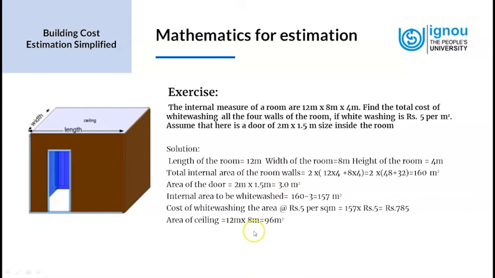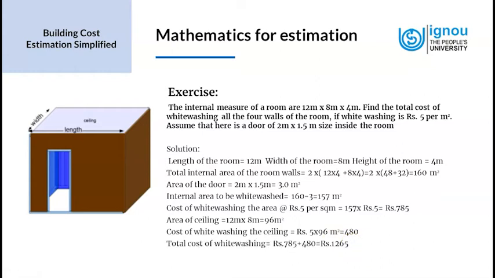Now we look at the area of the ceiling, which is 12 meters by 8 meters, and then we get the value as 96 square meters. Again, we have the same rate of whitewashing, which is rupees 5 per square meter, and we multiply it by the area of the ceiling, which is 5 into 96, which is 480, so rupees 480. So the total cost of whitewashing will be the cost of whitewashing the walls plus the cost of whitewashing the ceiling, which is 785 rupees plus 480, and this is rupees 2,265.